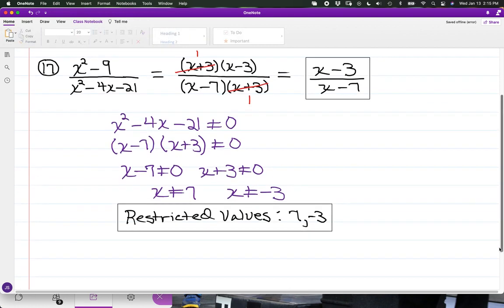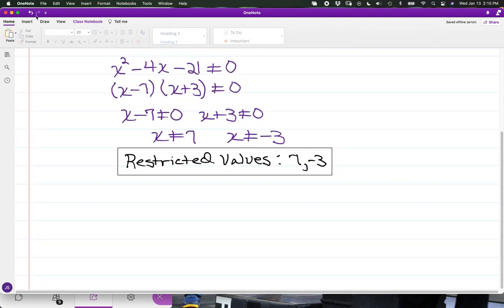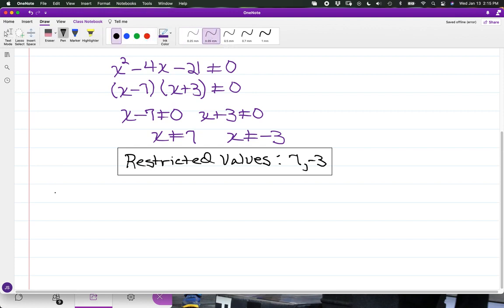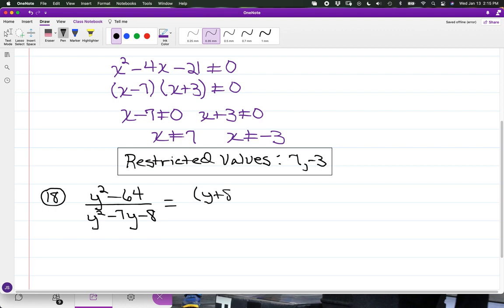Now for the next item, we're looking at, again, the simplified version as well as the restricted values. We have a change in the variable, but a bit of history repeating, where we have a difference of squares in the numerator with y squared minus 64, and a trinomial in the denominator, y squared minus 7y minus 8. For y squared minus 64, this will factor out to y plus 8 and y minus 8.